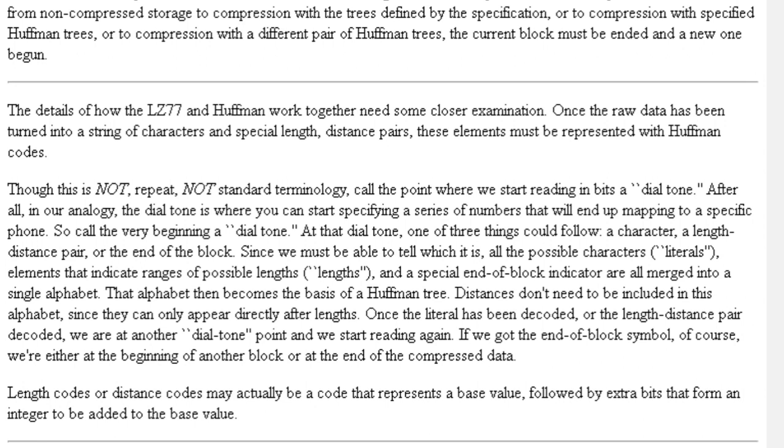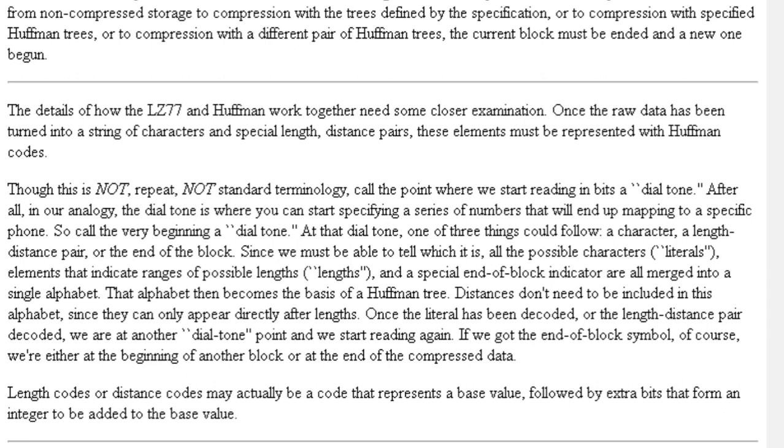At that dial tone, one of 3 things could follow: a character, a length-distance pair, or the end of the block. Since we must be able to tell which it is, all the possible characters, literals, elements that indicate ranges of possible lengths, "lengths" in quotations, and a special end-of-block indicator are all merged into a single alphabet. The alphabet then becomes the basis of a Huffman tree. Distances don't need to be included in this alphabet, since they can only appear directly after lengths.